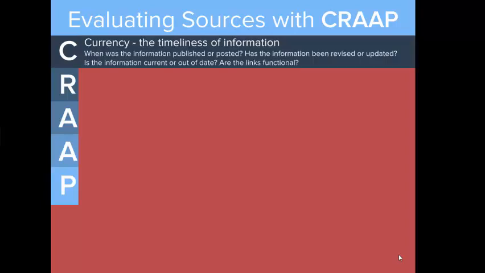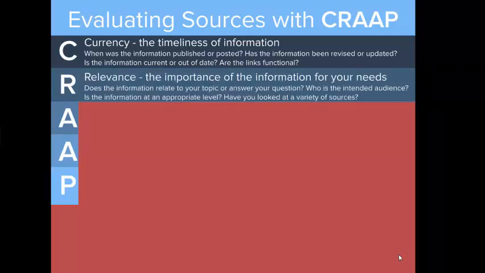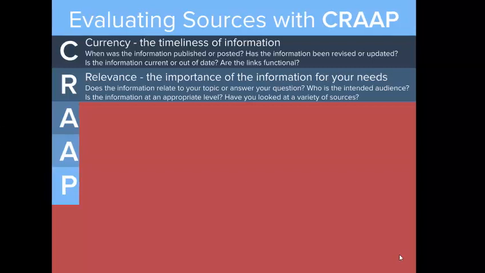C stands for currency. When was the information published or posted? Is it current or out of date? R stands for relevance. Does the information relate to your topic and answer your question? Who is the intended audience?